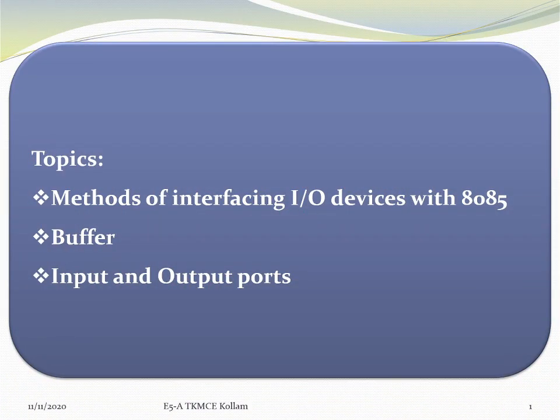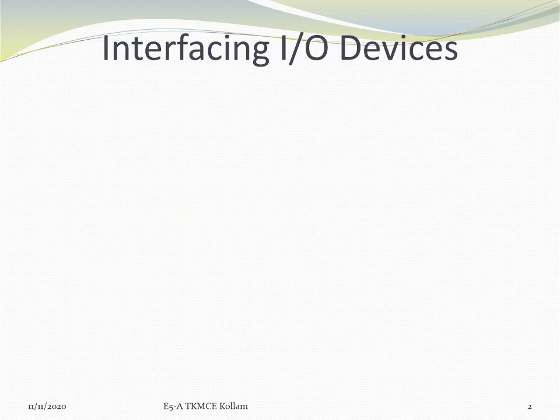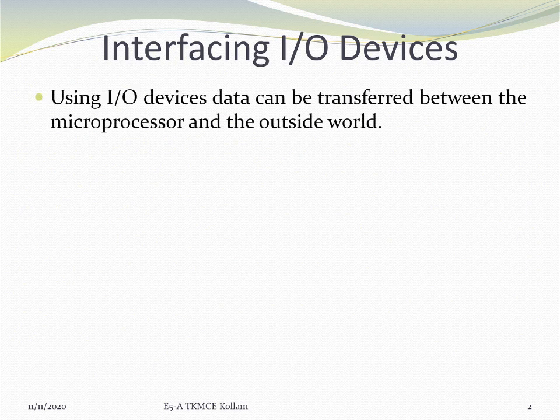In this video, let's see methods of interfacing I/O devices with 8085 microprocessor, buffer, and input and output port structure. First of all, let's see interfacing I/O device methods. Using I/O devices, data can be transferred between microprocessor and outside world.